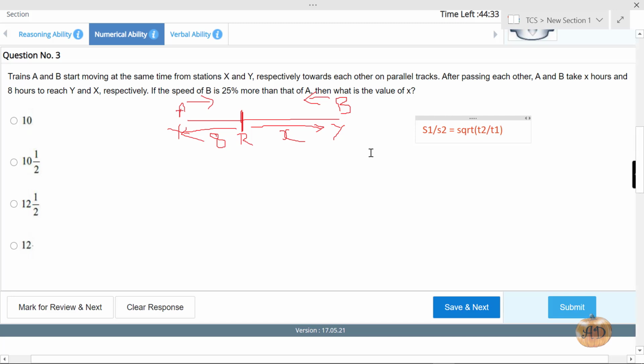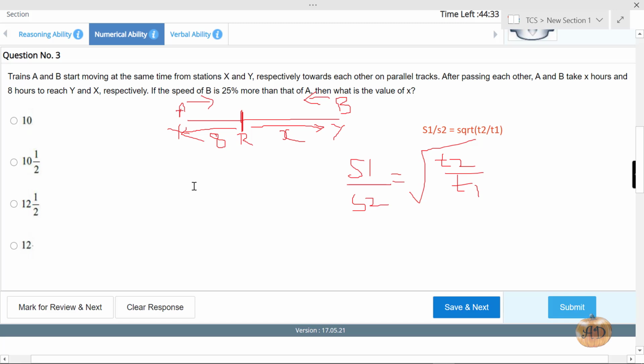Okay, let me write it down with a pencil also. So it's basically S1 by S2 equals the square root of T2 by T1. What this basically means is, this is the speed of train A, this is the speed of train B. This is the time taken by train B after meeting, and this is the time taken by train A after meeting. So now this is the simple formula and you can directly apply it here.